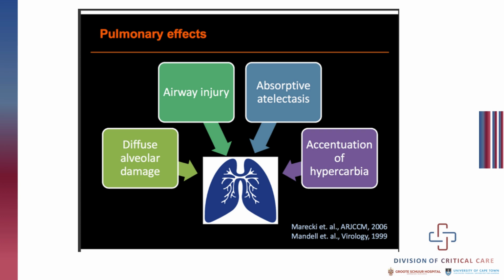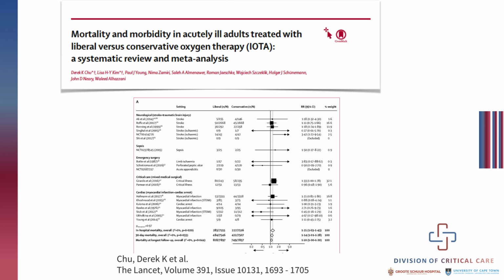And when we look at subgroups of patients who we think might benefit from higher PO2s, there's really no subgroup of patients that needs an alteration in their PO2 targets. 8 is adequate for patients with stroke, traumatic brain injury, sepsis, cardiac, etc. So there's no real subgroup where we need to make any exceptions to this rule.